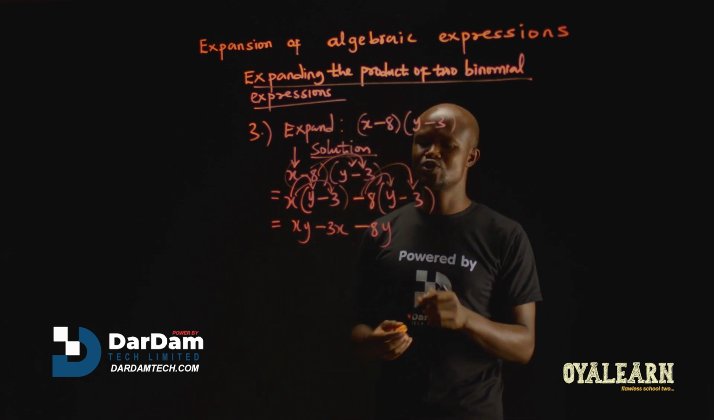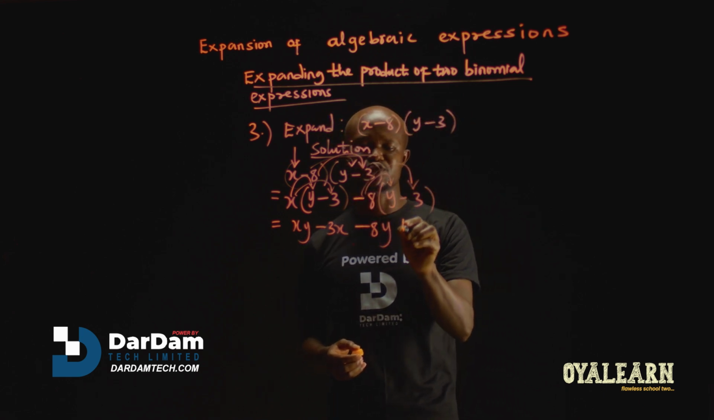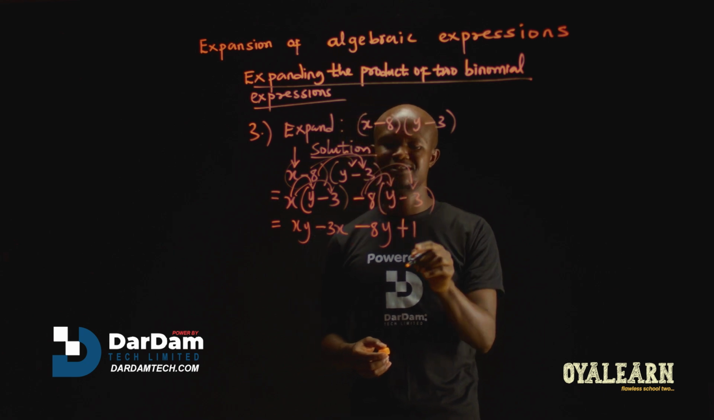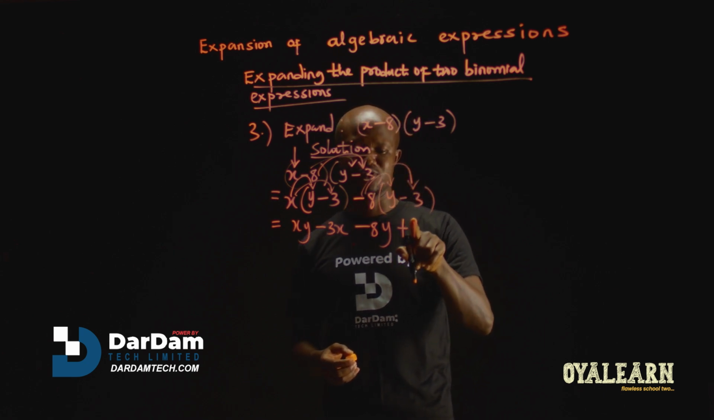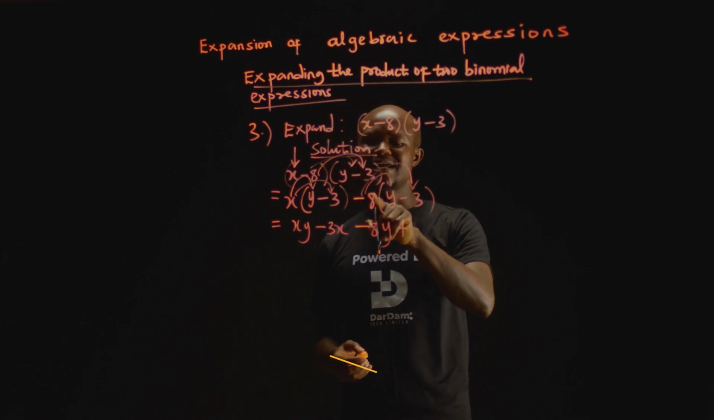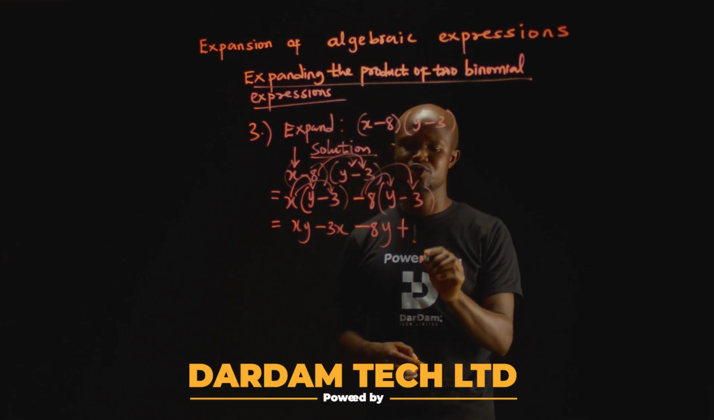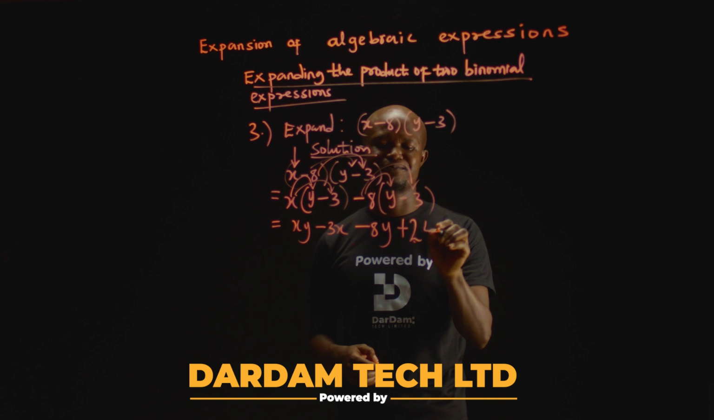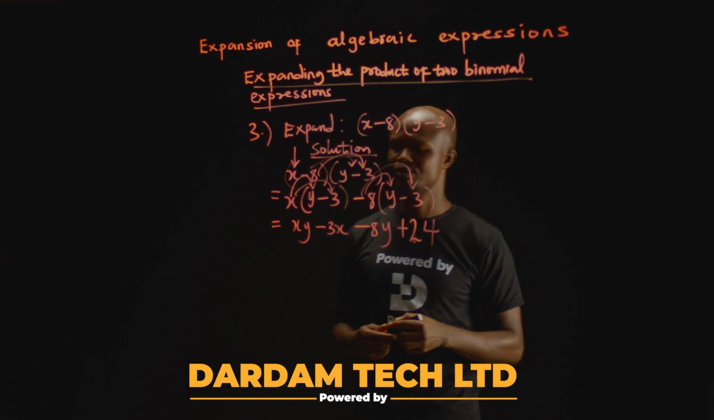Now, we use that same minus 8 to multiply the second term here, which is minus 3. So, minus times minus will give us plus. And 8 times 3 will give us what? 24. So, here we have plus 24.